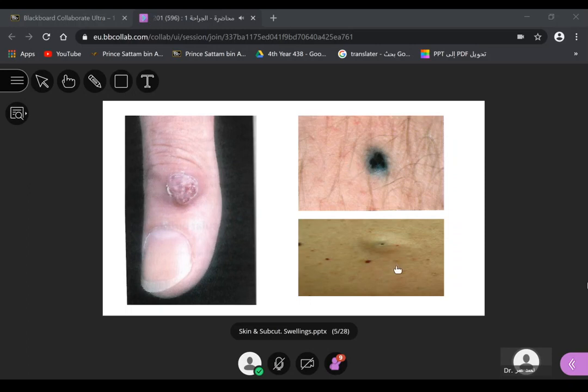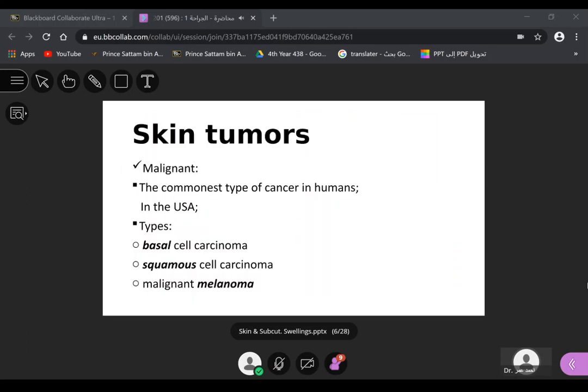So these are three examples of skin swellings: warts, moles, freckles, and nevi, sebaceous glands or sebaceous cysts, and pyogenic granulomas. Okay.